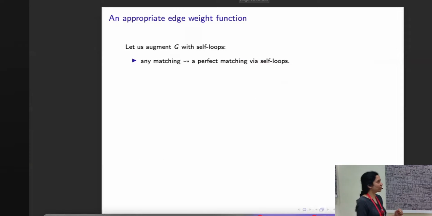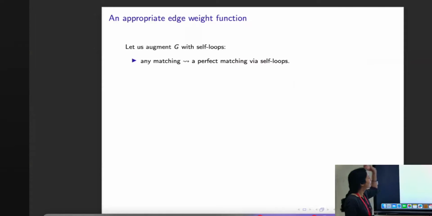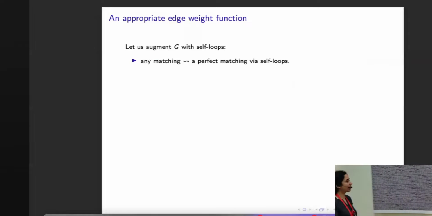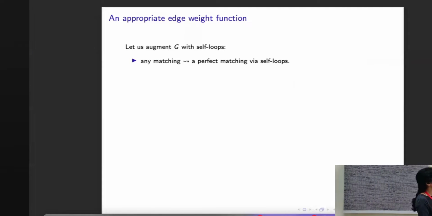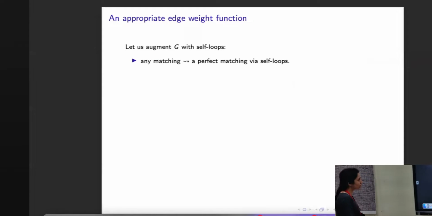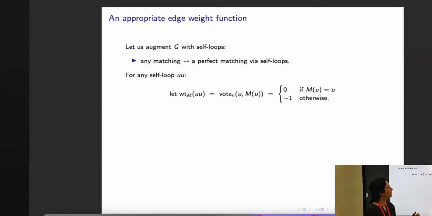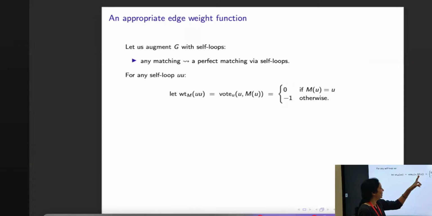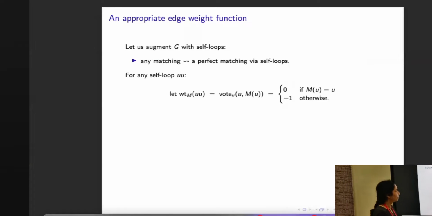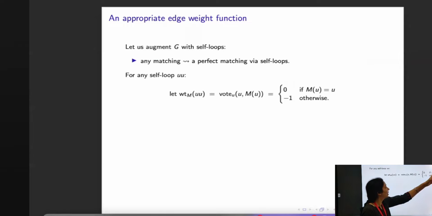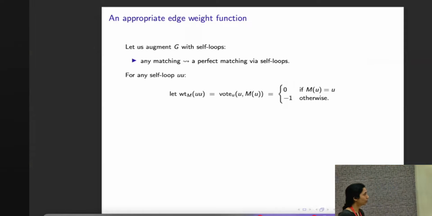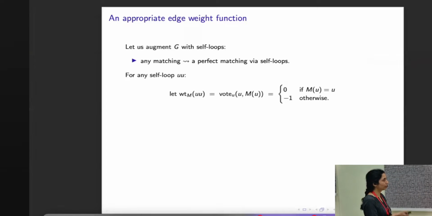So it would be more convenient to deal with perfect matchings. So let's just put self loops at all vertices, and rather than say a vertex is left unmatched, we say it is matched to itself along the self loop. So we need to extend the edge weight function to also define it on self loops, and it's just the vote of a vertex for itself versus its assignment in M. So if M is matching u to itself, the weight on the self loop is 0. Otherwise, M is matching you to a non-trivial neighbor, and so to be matched to itself is a negative vote, it's minus 1. So we just extend the edge weight function to take care of self loops also.